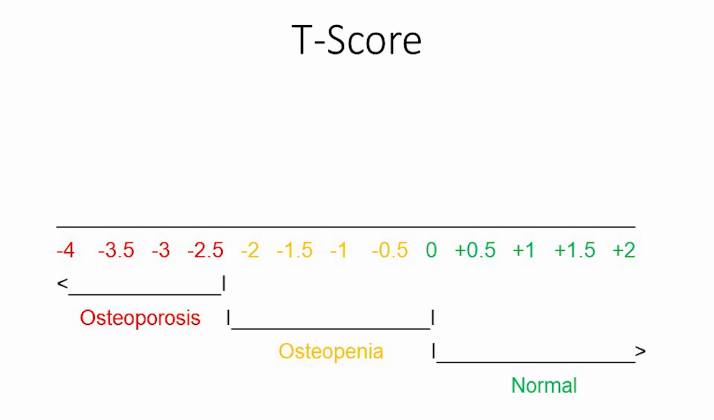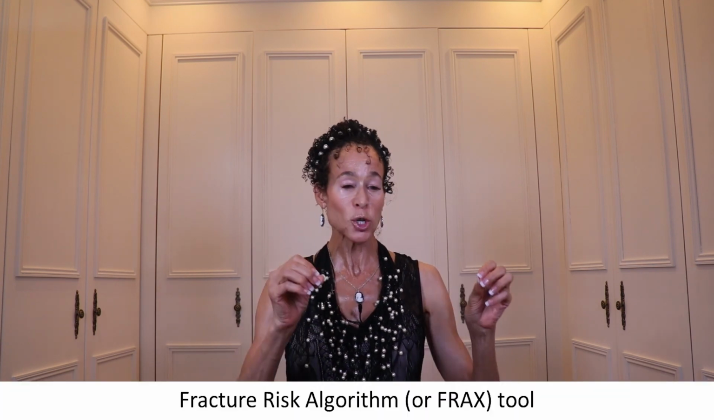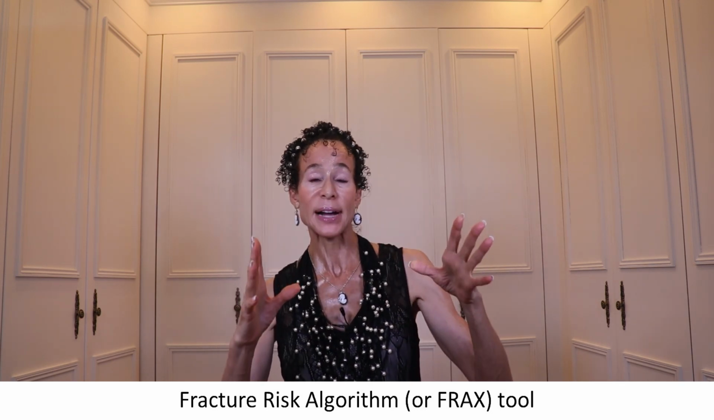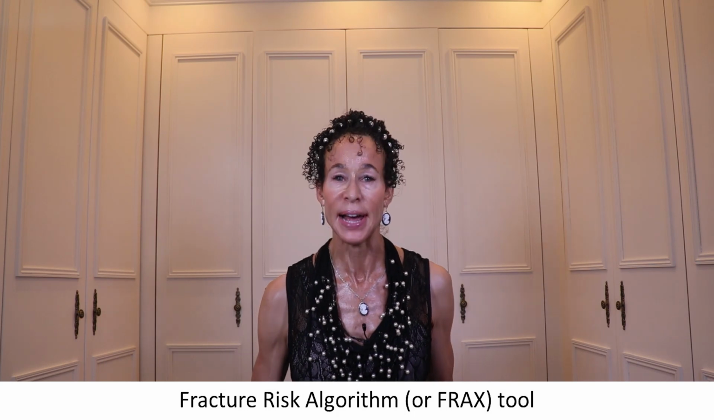So you want a risk assessment tool that targets your risk at a point on the T-score scale when you can still prevent both osteoporosis and fractures. You want a tool that focuses on the yellow section, and the earlier, the better. So this led the World Health Organization to develop something called the Fracture Risk Algorithm Tool, or FRAX tool, F-R-A-X.